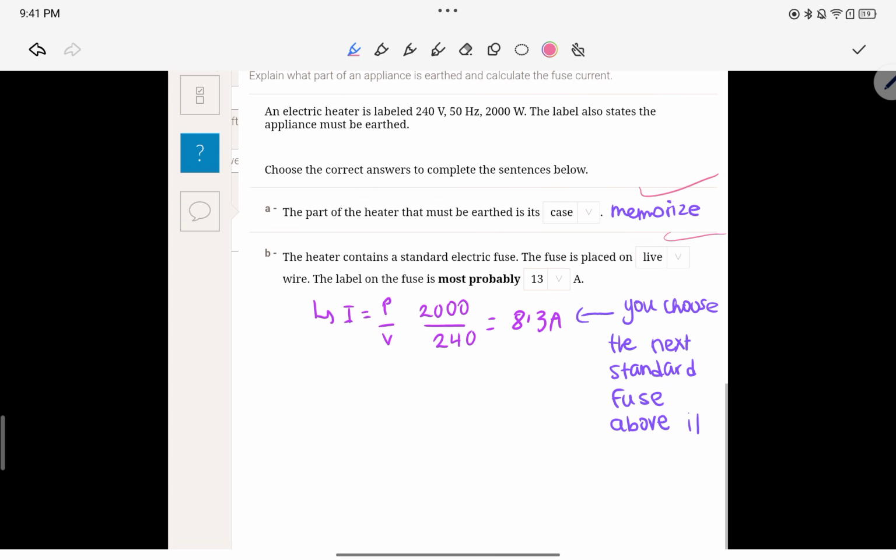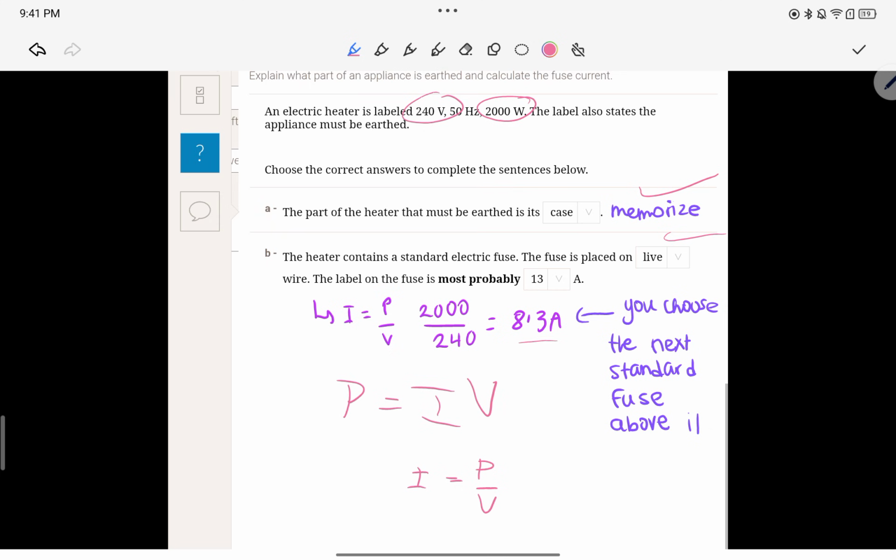For this one, you do P equals IV, but you want to find the I because you don't have the I. So it's going to be I equals P over V. It's 2000 watts, 240 volts. 2000 over 240, you'll get 8.3.